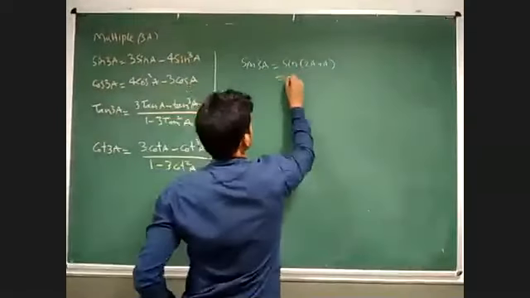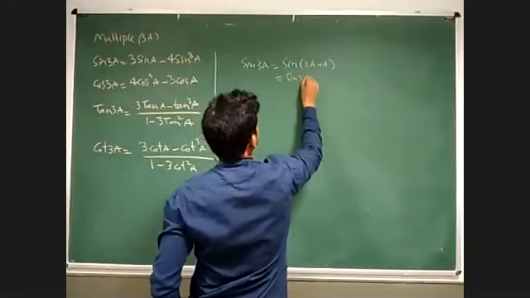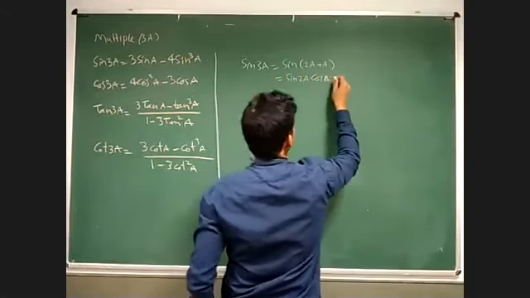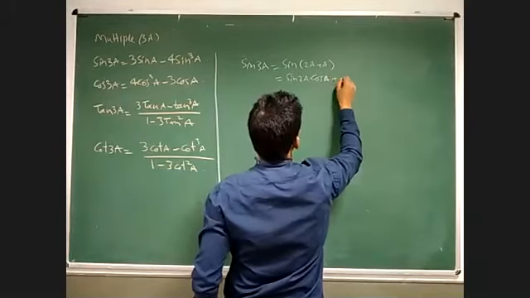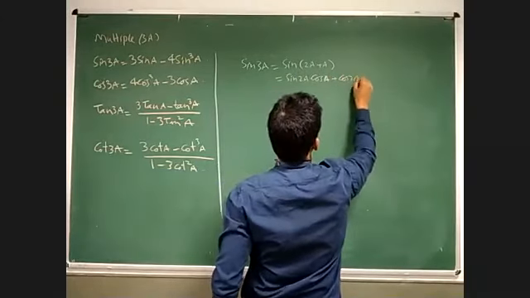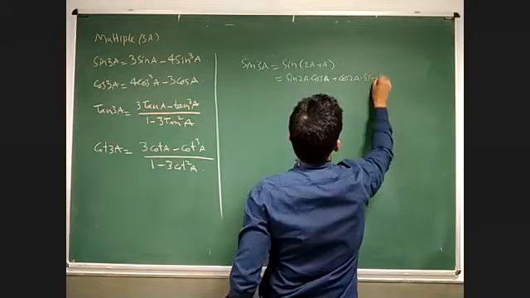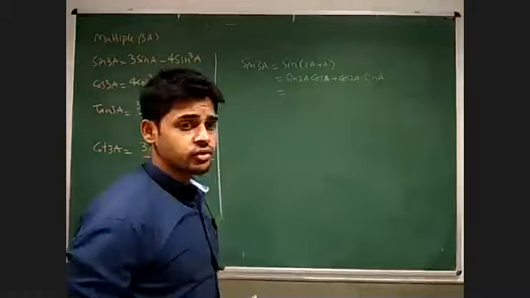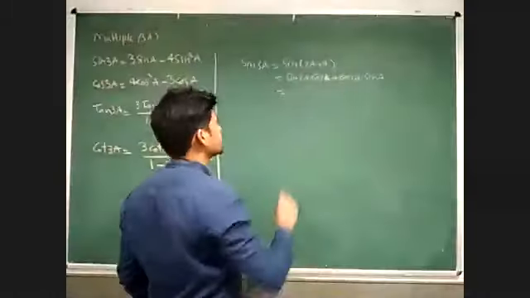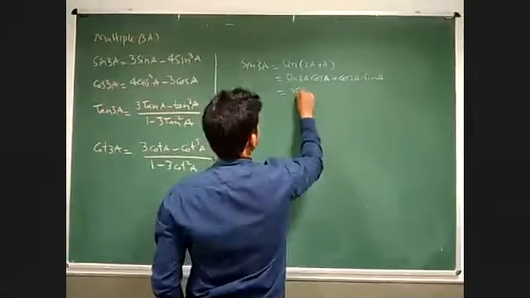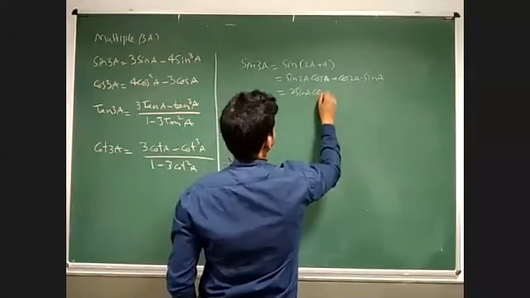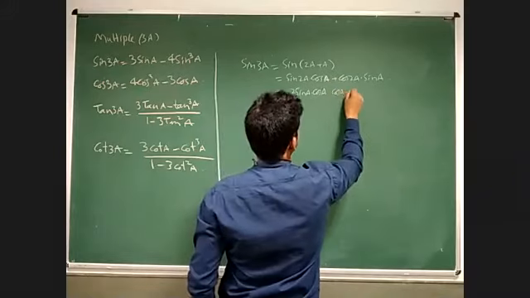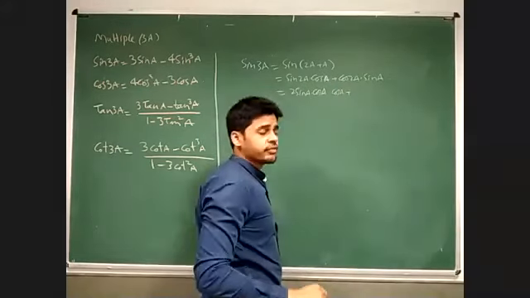So just see here, this will be sin 2A cos A plus cos 2A sin A. Okay, I know the formula of sin 2A. What is the formula of sin 2A? That is 2 sin A cos A, and here cos A plus, I know the formula of cos 2A.